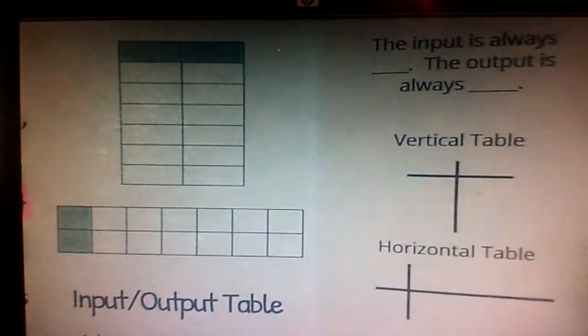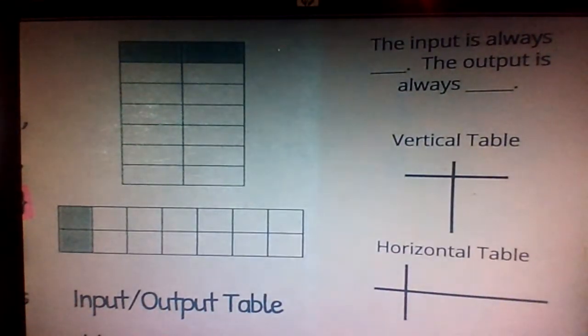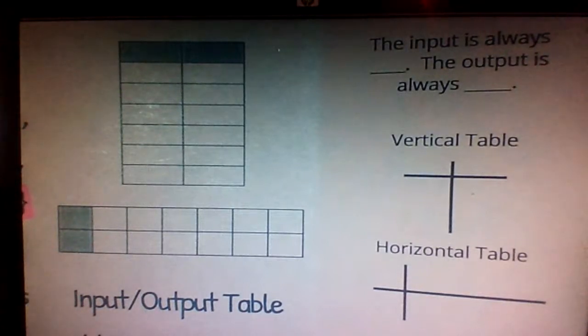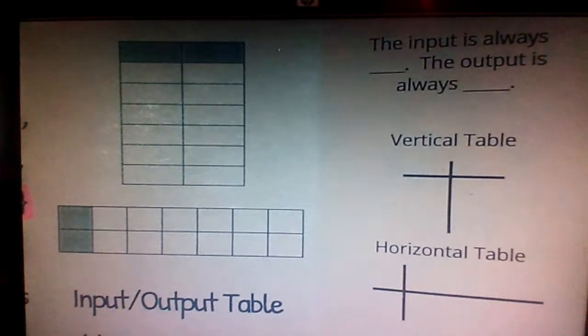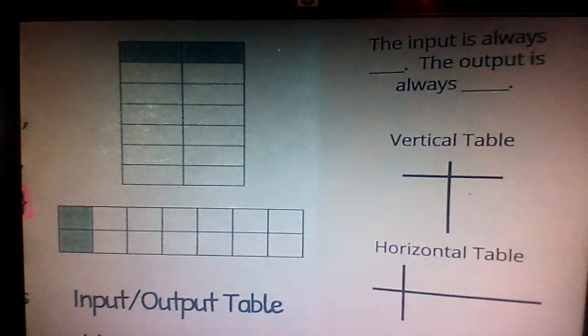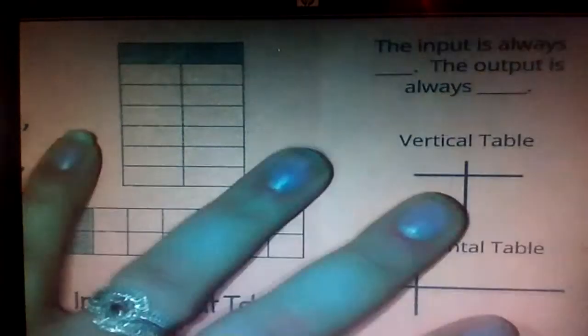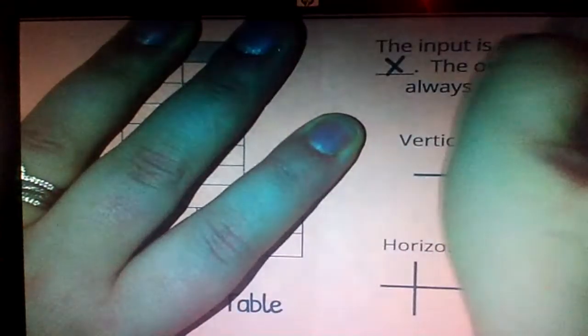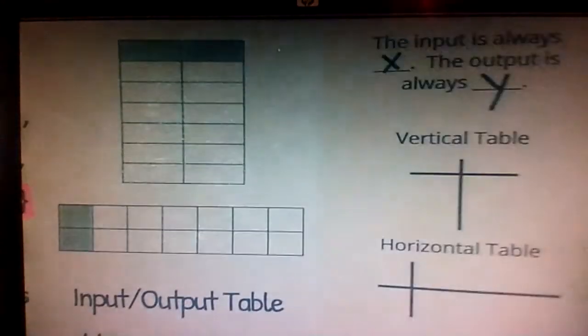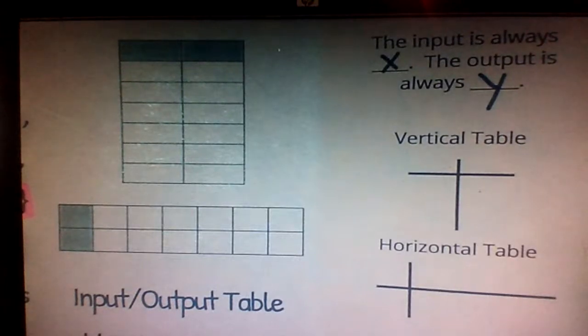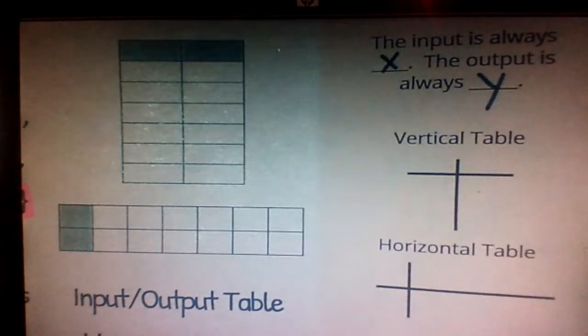Okay, top of the right-hand side, input, output table. Input. What do you think my input's going to be? X. The input is always X. So therefore, your output is always Y. Okay, you can see it in a vertical table or a horizontal table. Remember, vertical goes up and down, horizontal goes left and right.